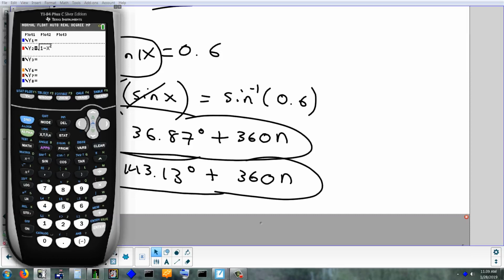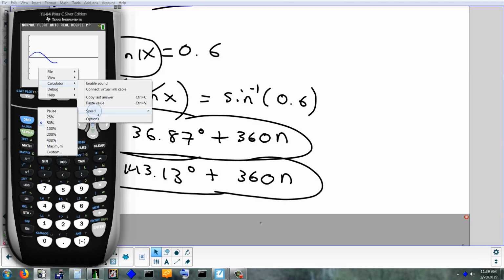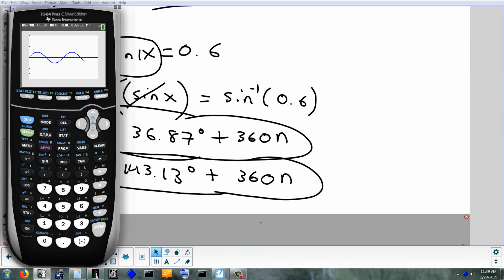Let's look at it this way. Sine of x and 0.6. I'm going to look for where these cross. I'm in degrees, and I'm going to graph from 0 to 720. So how many cycles am I graphing if I go 0 to 720? 2 full cycles. So I should see 4 intersections on the screen: 2 in the first cycle, 36 and 143, and then 2 in the second cycle. Let's just speed it up.